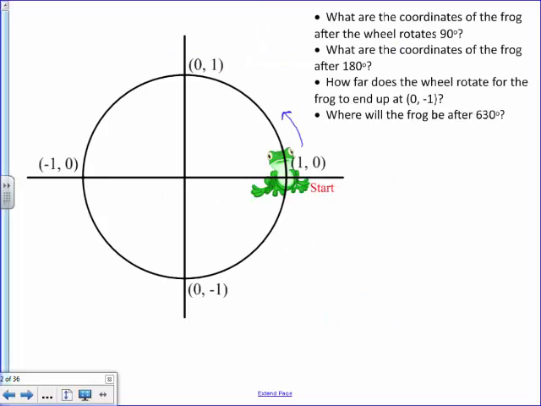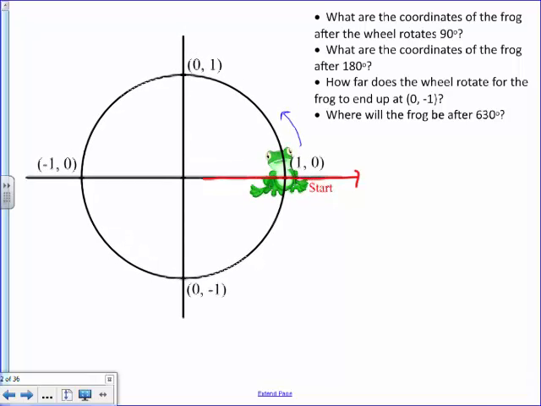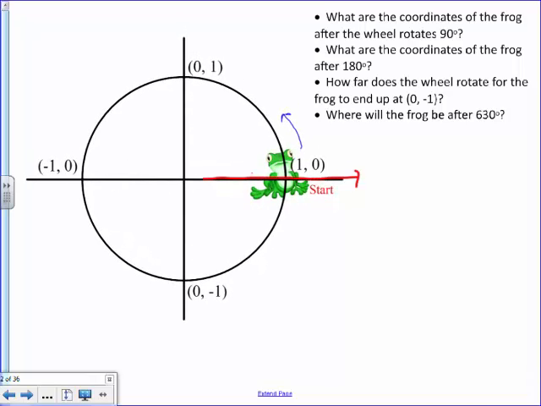So we're going to base everything off the positive x-axis. Okay, that's going to be our start. So if you look at this frog here, for example, what would the coordinates of the frog be after the wheel rotates 90 degrees? So if this frog rotated on the wheel 90 degrees, he would be where? At this point right here, (0, 1). Okay, if he went 180 degrees from the start, where would he be at? Well, 180 would get us right here, so (-1, 0).